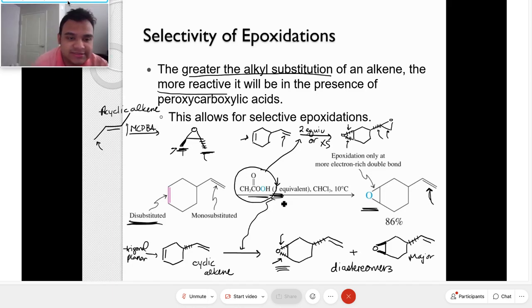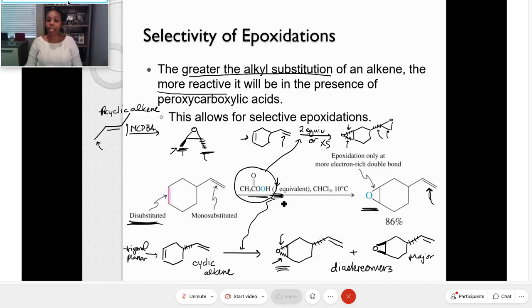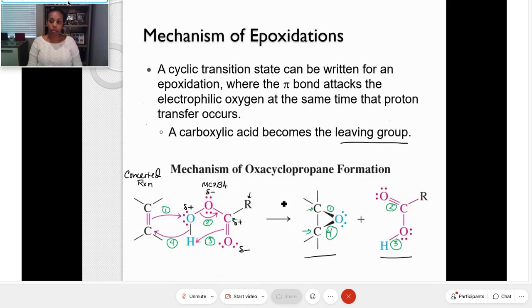So for these, the mechanism is not important, right? No, this has the same exact mechanism as this. Same mechanism. Okay, gotcha. Thank you.